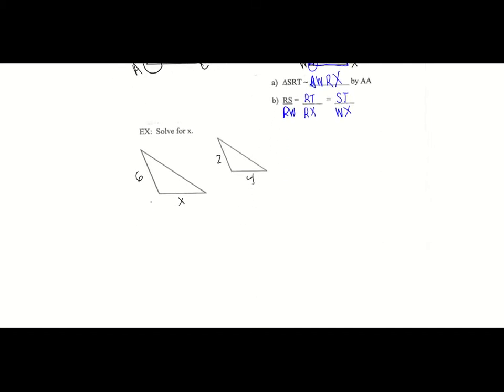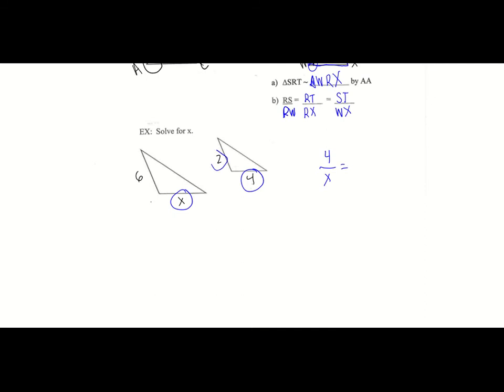Okay, we got one more here. It says solve for X. So if these two similar triangles are 6 and X on this side and 2 and 4 on this side, we need to set up a proportion so we can solve for X. So we need to match up our sides. We have 4 and X here, so we can write those two numbers as a ratio.